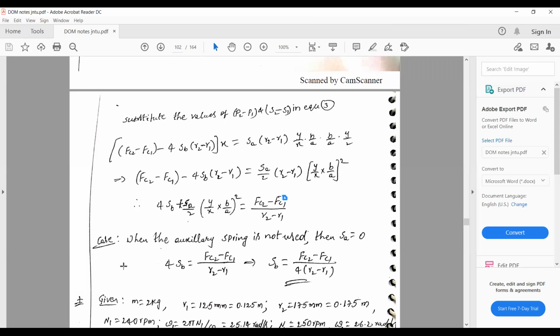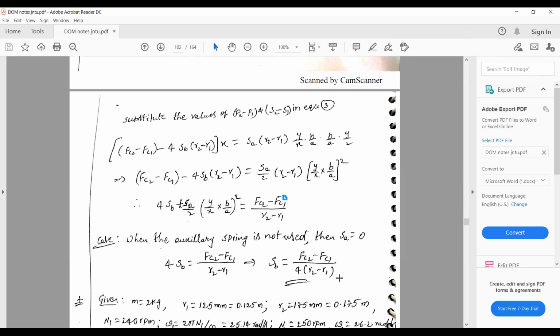In this, they also take one case, when the auxiliary spring is not used, then SA equals 0. Then 4SB equals Fc2 minus Fc1 by R2 minus R1. Similarly, SB equals Fc2 minus Fc1 by 4 into R2 minus R1.